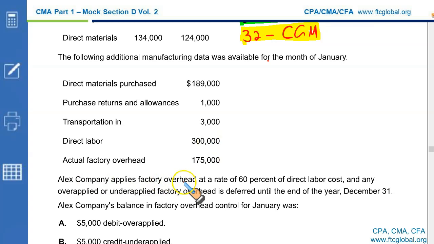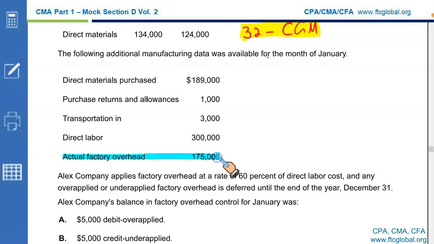Alex company applies factory overhead at the rate of 60% of your direct labor cost. And any over-applied or under-applied overhead is deferred until the end of the year, December 31st. Alex company's balance in the factory overhead control account for January was? Now, first of all, this is the actual factory overhead. And the application rate is 60% of direct labor cost.